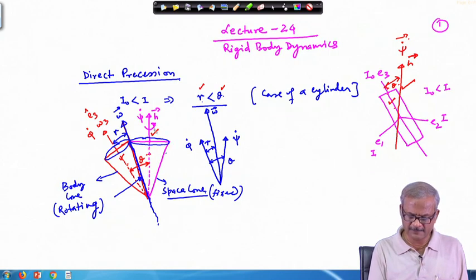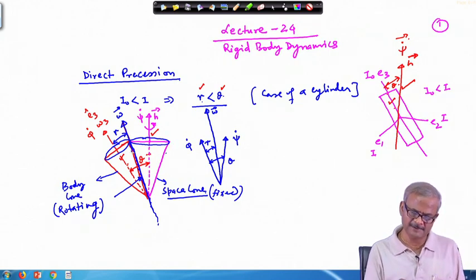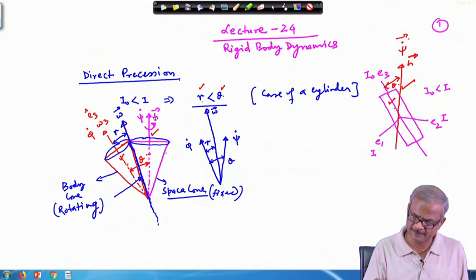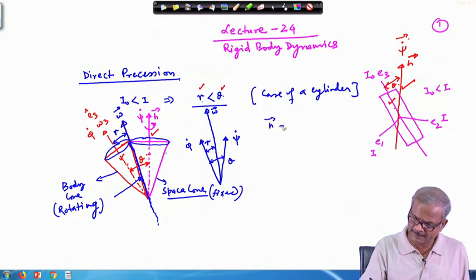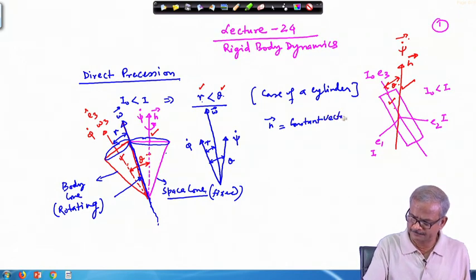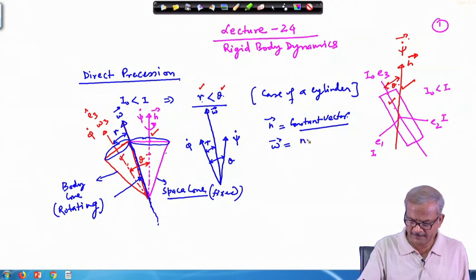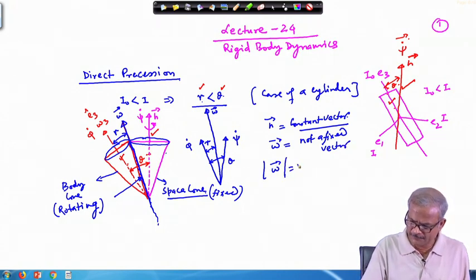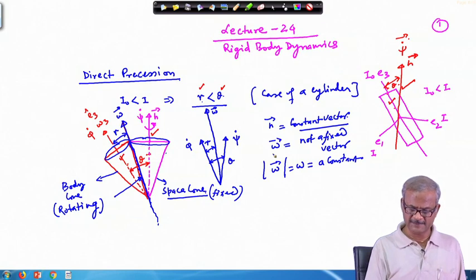You can see that the omega vector is rotating. So, the omega vector keeps rotating, while the H vector is fixed. The H vector is a constant vector, so it cannot rotate. But omega is not a fixed or constant vector. However, the omega magnitude, which we have written as omega, is a constant. So, the magnitude does not change, but the vector direction is changing.